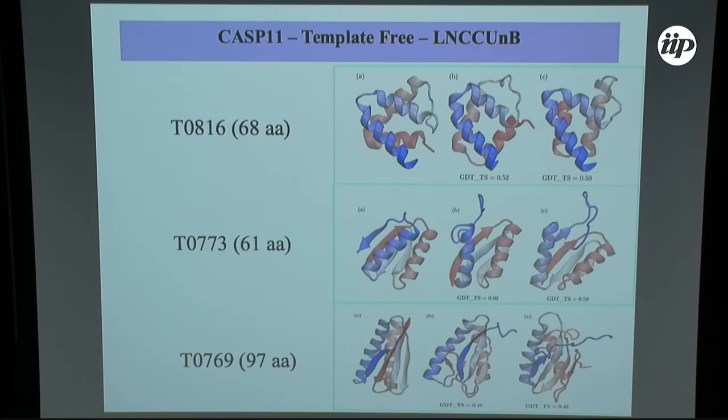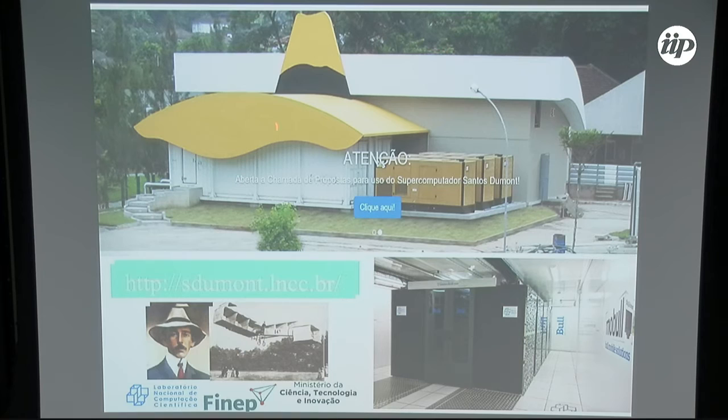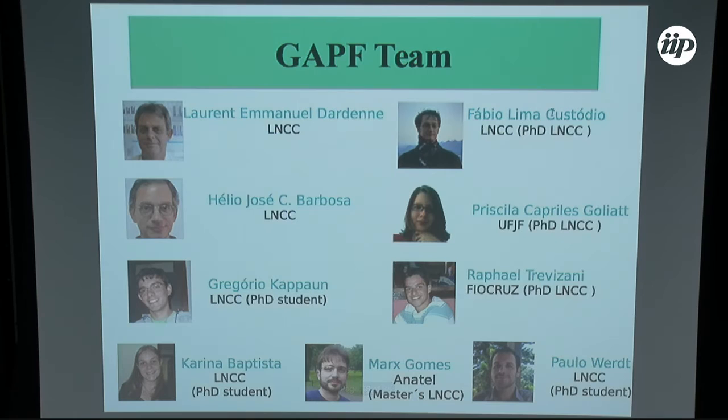And finally, for the CASP prediction, we use the new supercomputer installed at NCC. It's a 1.1 petaflop supercomputer. It's the biggest in Latin America. And I think all the Brazilian researchers can use this supercomputer. I think there are two opening calls for submitting projects to use this supercomputer, and foreign researchers can also use the supercomputer when associated with a Brazilian PI.